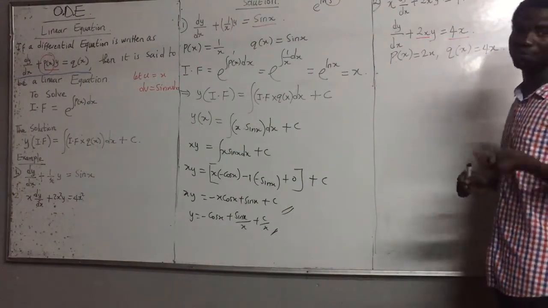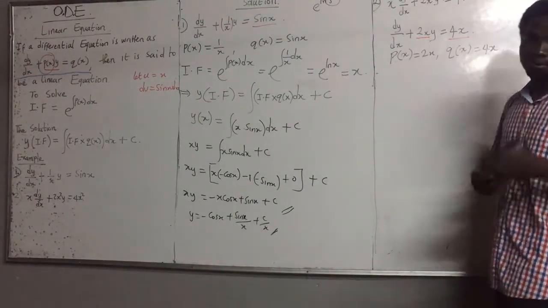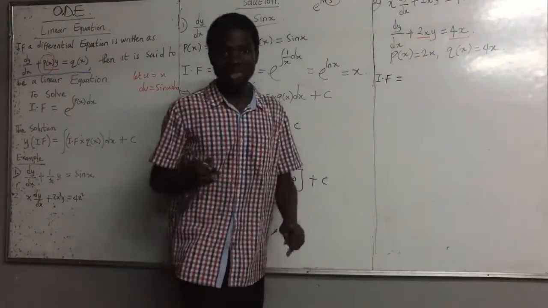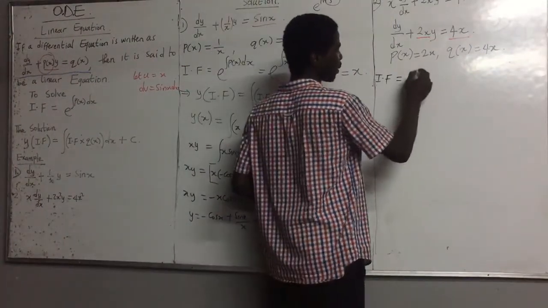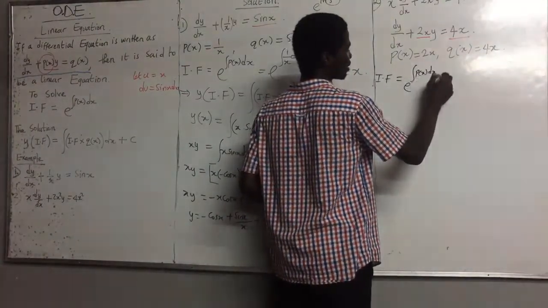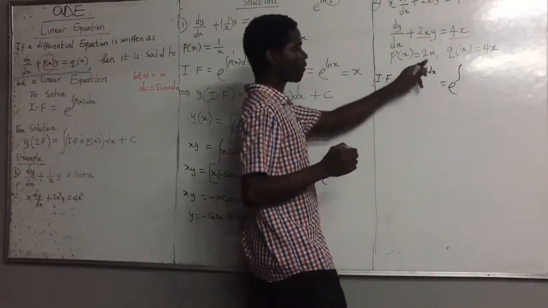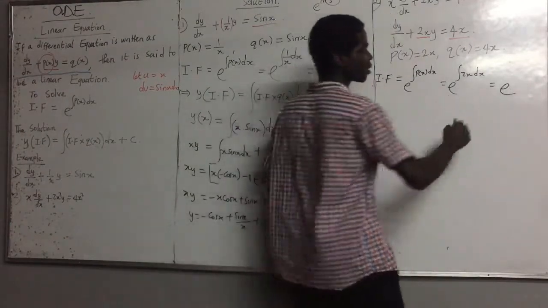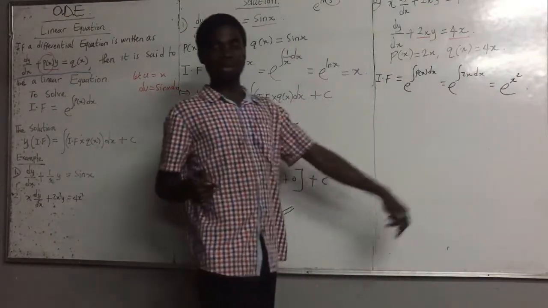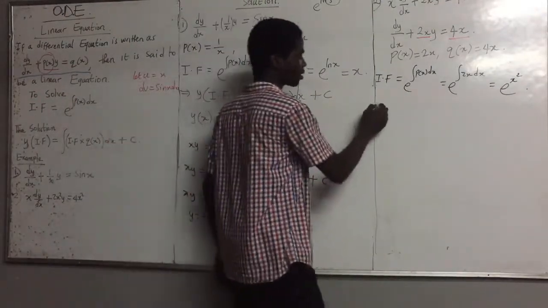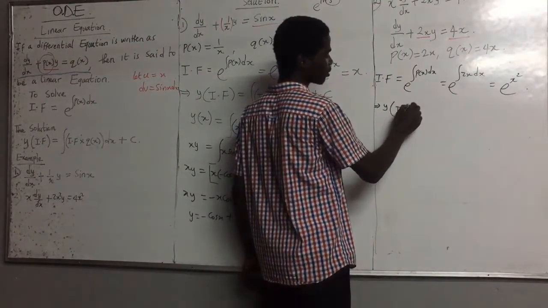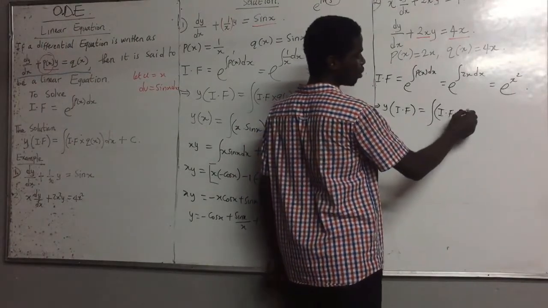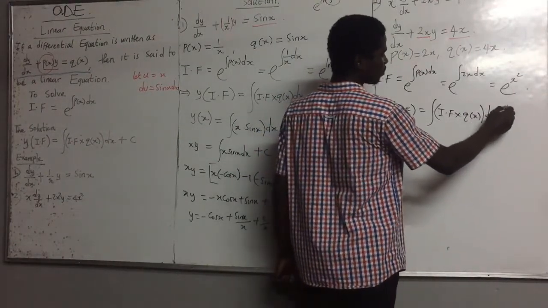Now, what is the next thing for you to do? Find the integrating factor. Please don't forget. Find the integrating factor. What will be the integrating factor? The integrating factor will be equal to e raised to power integral of what? P of x dx. This is e raised to power integral of 2x dx. If we integrate 2x, the answer will be what? x squared. So the integrating factor here is e raised to power x squared. So what is the solution? Don't forget, y multiplied by the integrating factor is equal to integral of open bracket integrating factor times Q of x. You have to remember this formula. This is what we have, plus c.